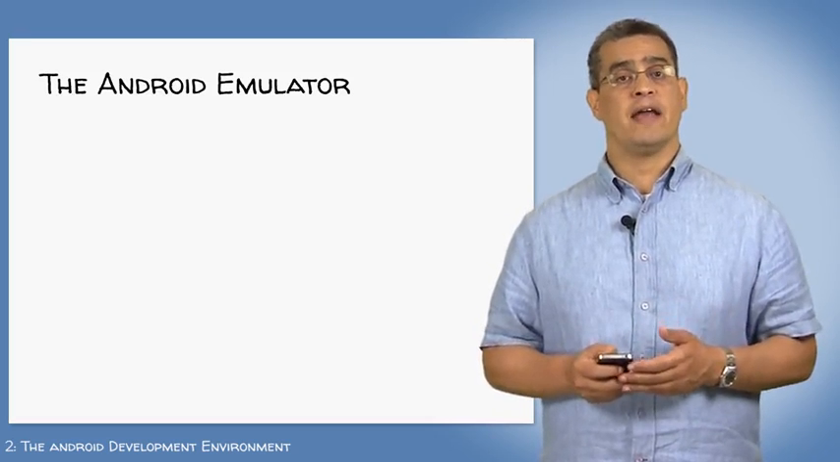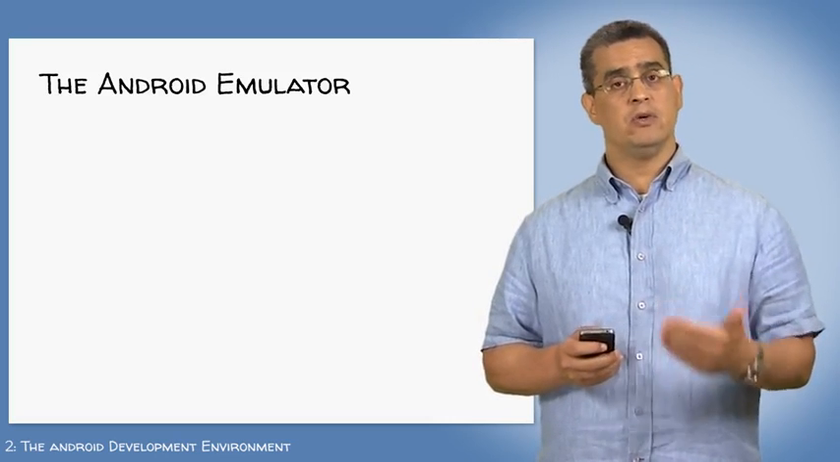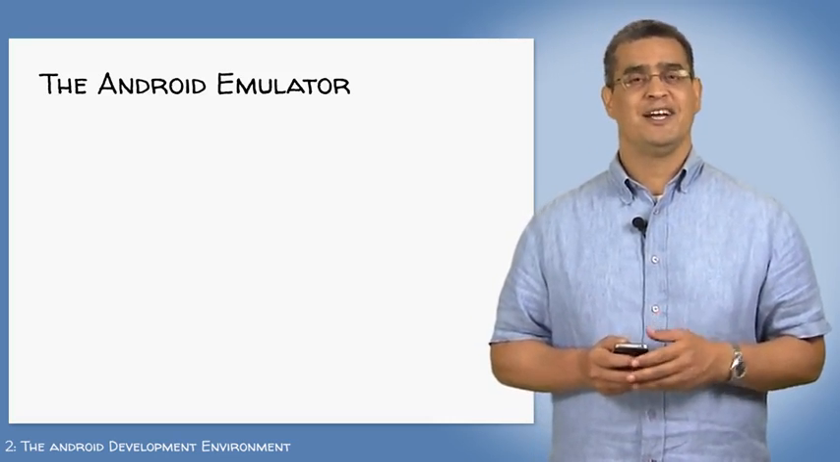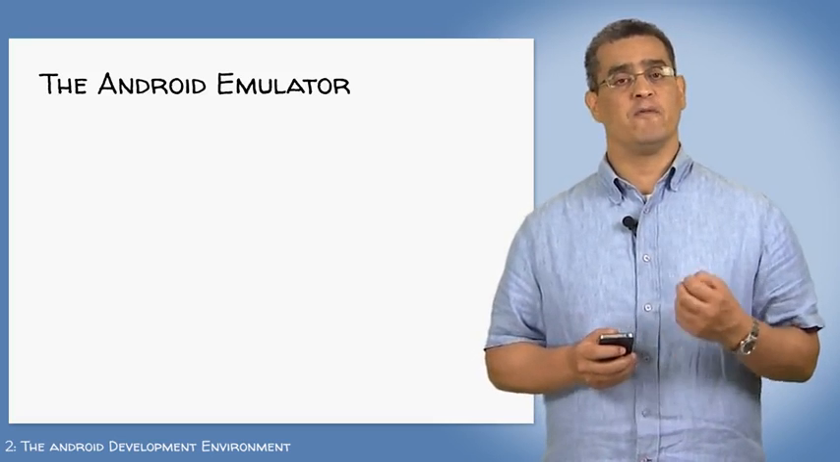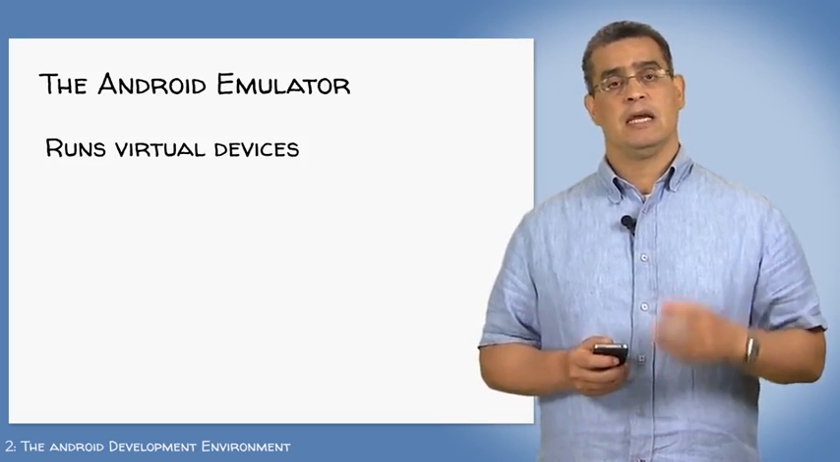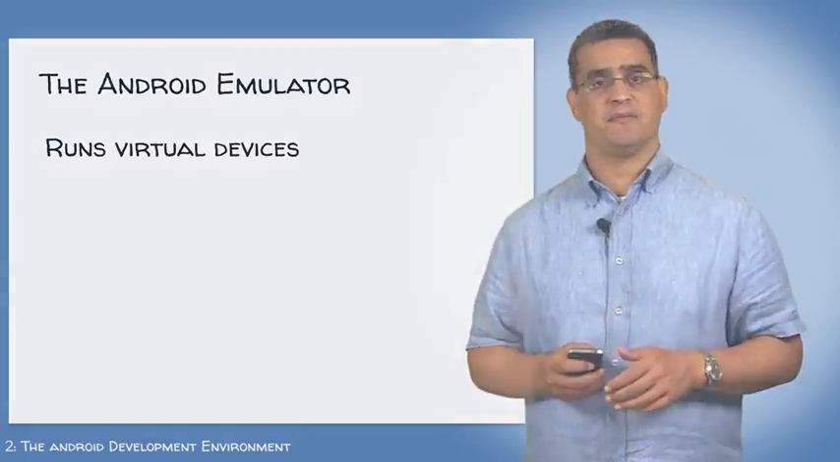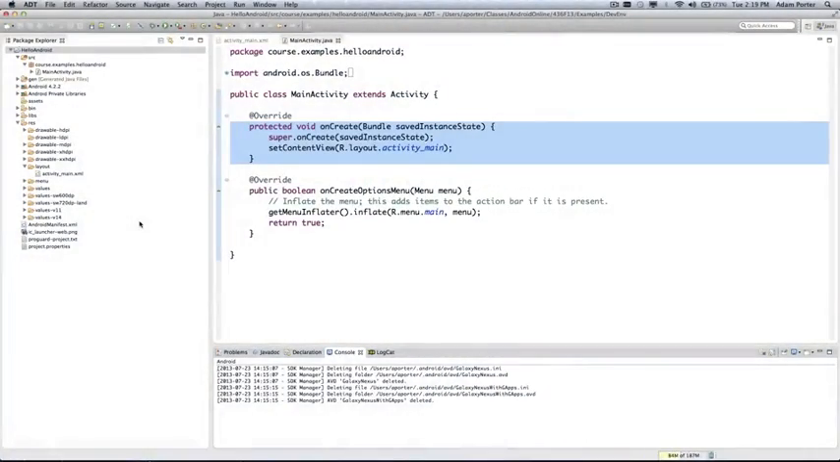And in order to do that, I first need to create the emulated phone instance that I'll use inside the emulator. Now, these emulated phone instances are called virtual devices. Let's go back to Eclipse and set up a virtual device corresponding to a Galaxy Nexus. So now we're back in Eclipse.